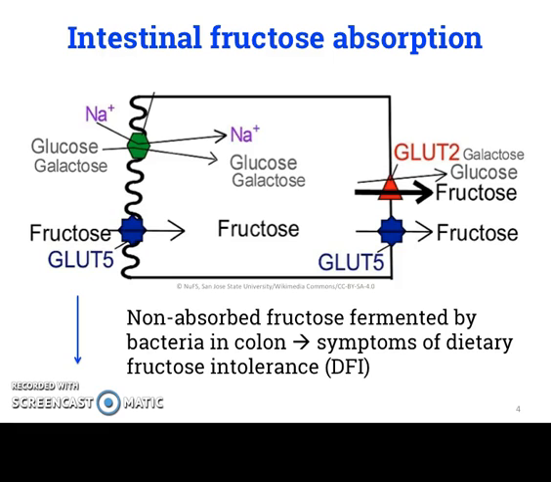So when someone consumes too much fructose, it exceeds their capacity for absorption in the small intestine, and the unabsorbed fructose travels to the colon. Here it is fermented by colonic bacteria, producing gas and fluid, leading to symptoms that are similar to that seen in lactose intolerance. While this is often labeled as dietary fructose intolerance, it is not a disease and should not be confused with hereditary fructose intolerance, which I will chat about in a moment.